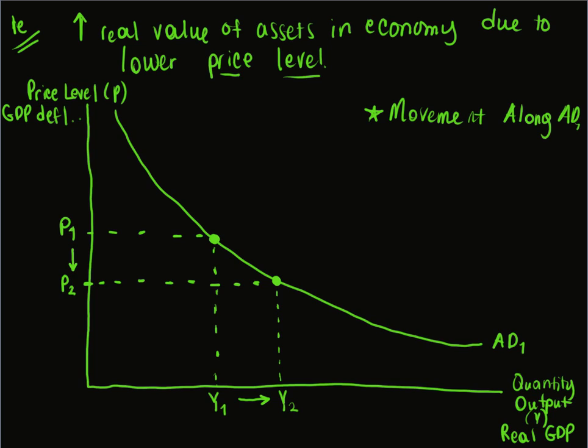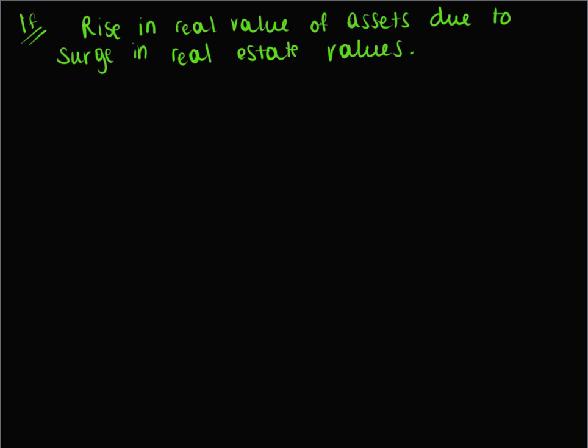In part F, the question asks you to consider a change in aggregate demand that happens as a result of the rise in the real value of assets due to a surge in real estate values. Okay, so essentially they're asking you to consider what happens to aggregate demand as a result of what happened to us right before the Great Recession. So before I consider the dynamics here, let me, as usual, set up my ADAS model. Aggregate demand, aggregate supply model.